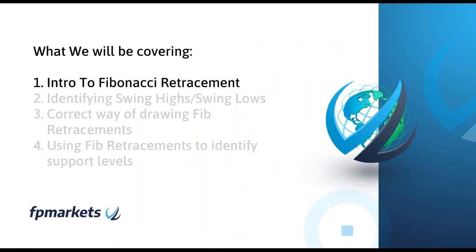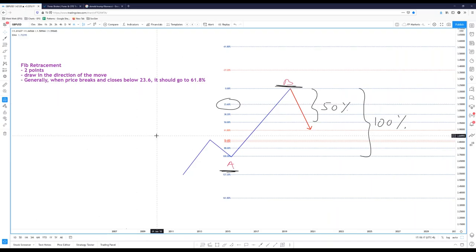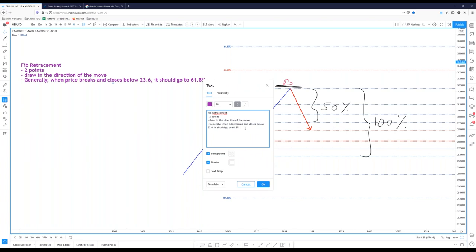All right, so let's move on to the second part of the presentation. Identifying swing highs and swing lows. Now, why is this important? Now, back to the chart. Look at point A, look at point B. How do we know where the points are? How do we select the points for Fibonacci retracement? Very simple.